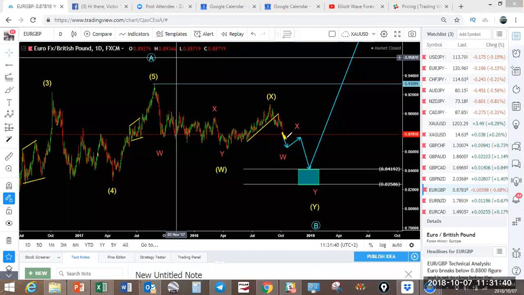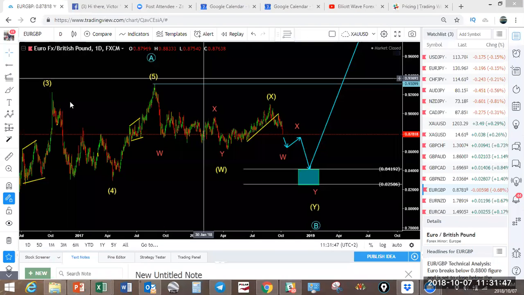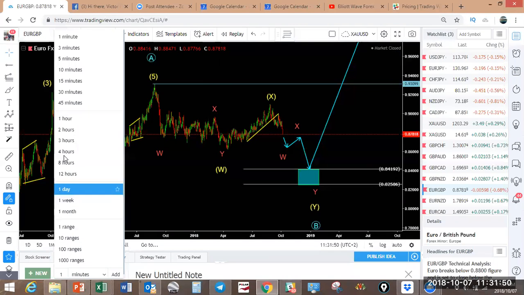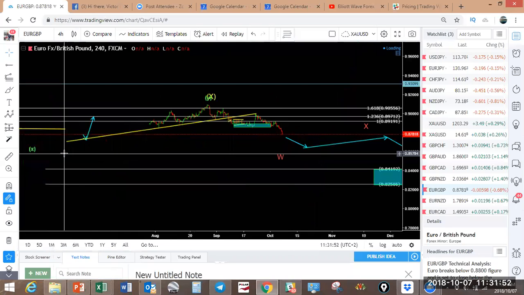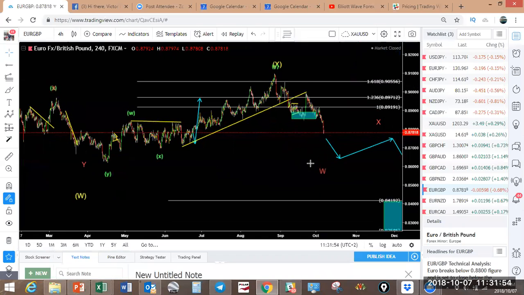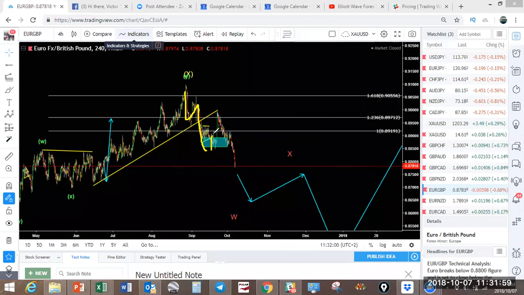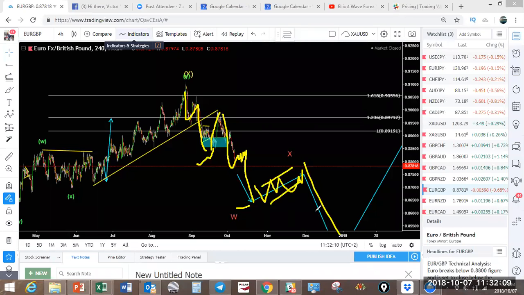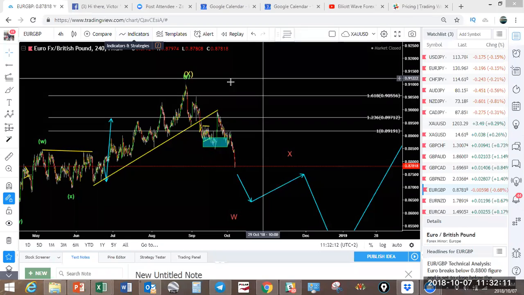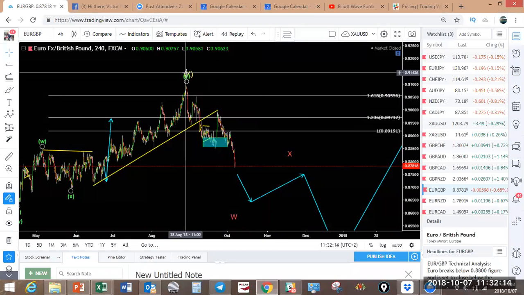Now you just need to wait for a corrective structure in the lower degree for one more down into that area on euro. So if we just go to the 4 hour, you'll see that it has dropped with a 3-wave move down. That blue box, you can see that was for the first 3-wave move down. Now it has made this one here, it is W, and we're looking for this one to give us a correction and complete that move. After that, we'll expect this X and the last move to the downside. Similar, the opposite of what the pound pairs are doing.